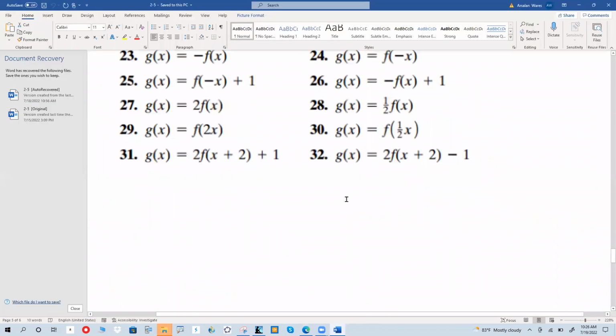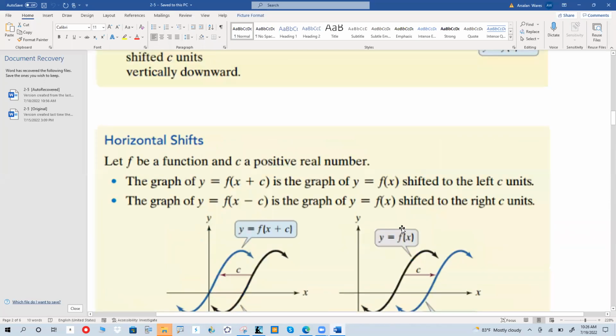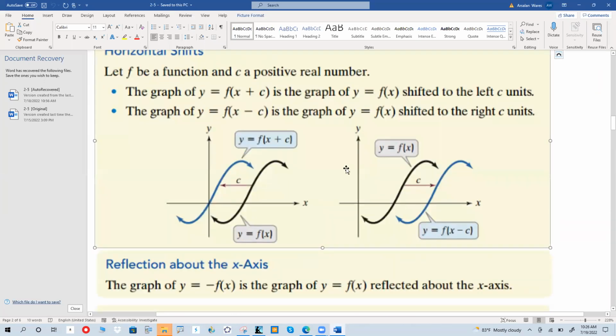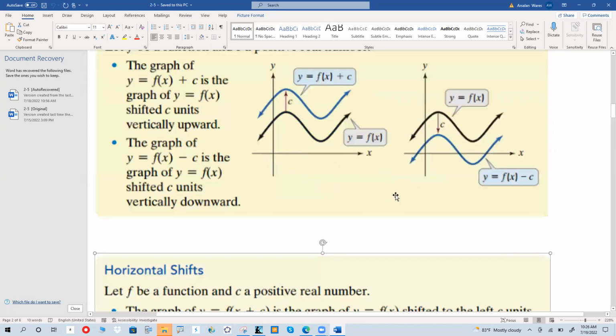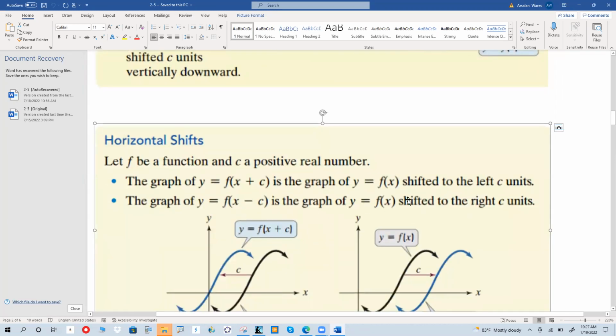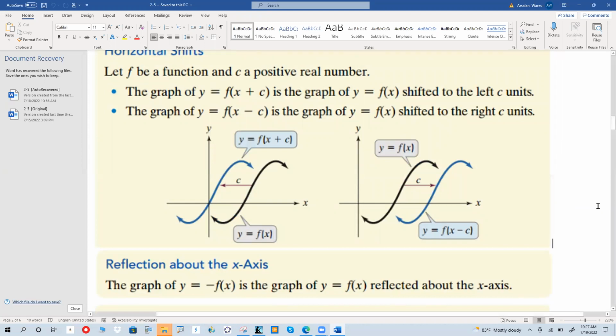So let me show you where it is in the notes. Right here. Plus c, where c is 2, 3, 4, it's going left. And it's the same for minus c. They say it a little funny. If it's minus c, they call it right. If it's plus c, they call it left. Does that make any sense? Yes. Good.